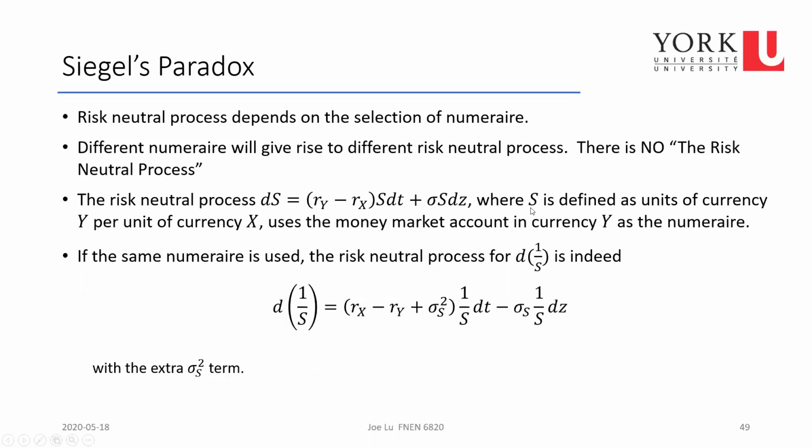So there's a numeraire asset here, which is a money market account denominated in currency y, that has been used as a numeraire. Now, if you convert this to 1 over s, and if you still use the same numeraire, which is this money market account in currency y, indeed, you will have this particular value here, okay?